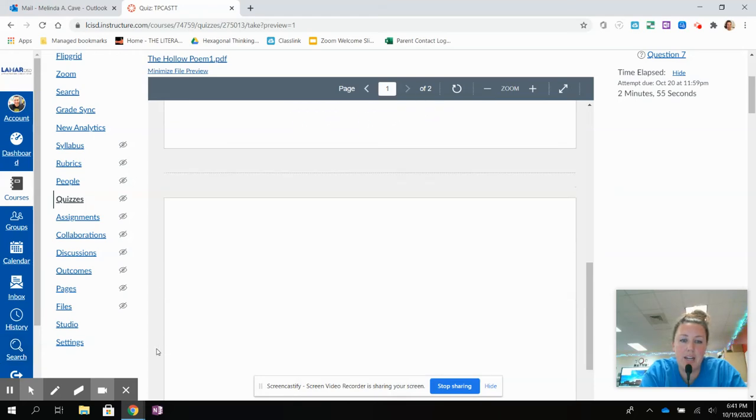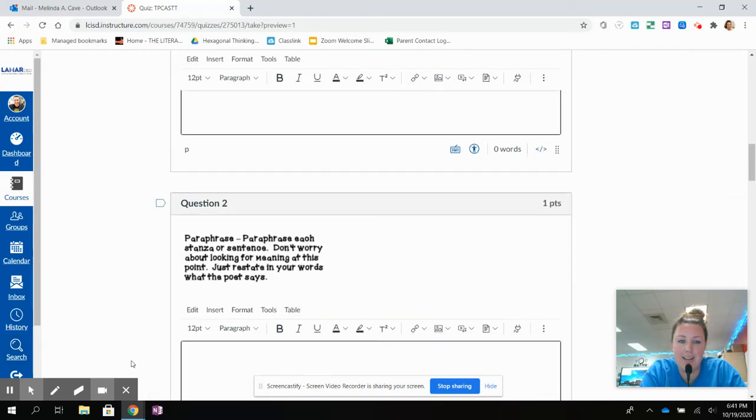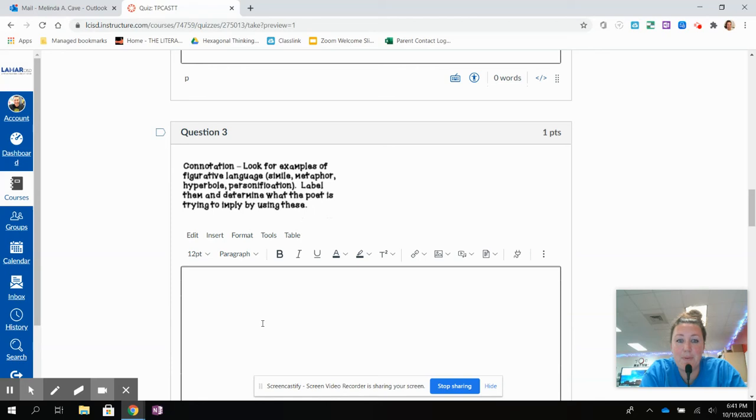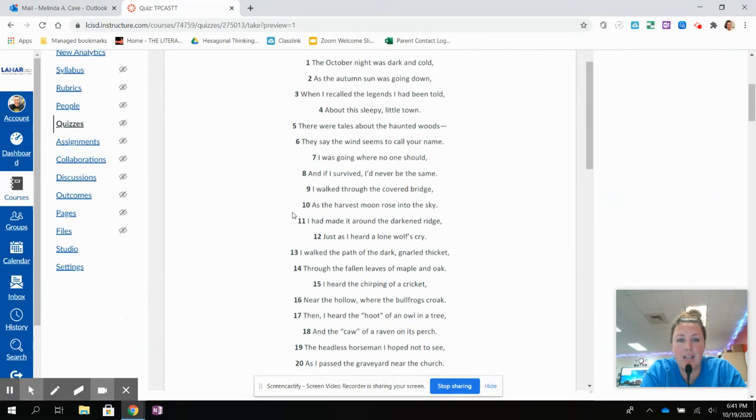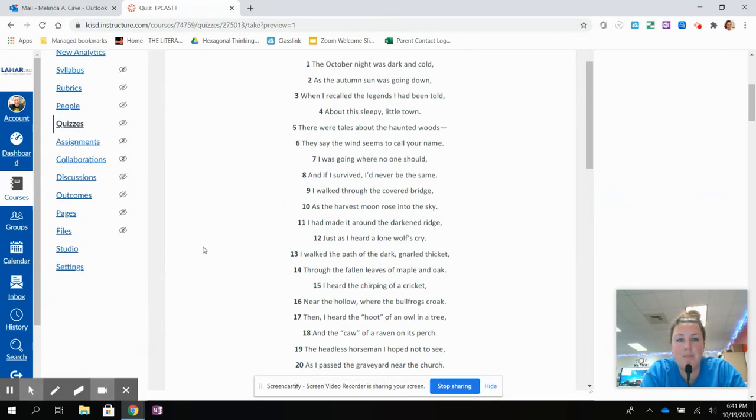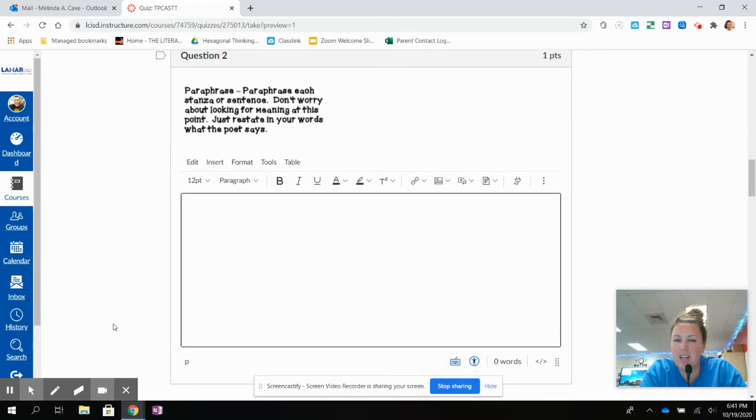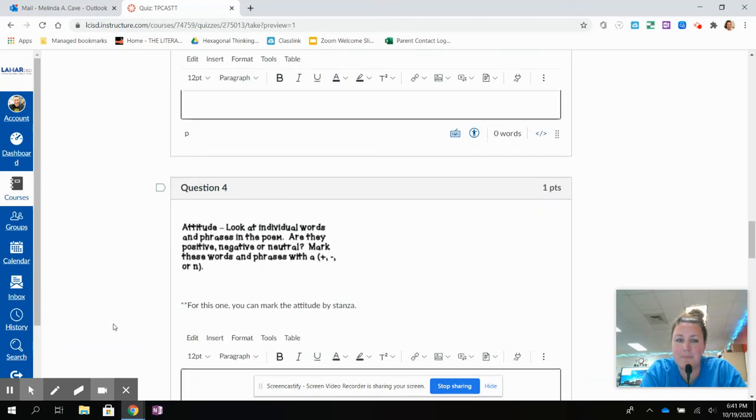So down here, I would write that line and I would label what it is. It's personification. And then I need to determine what the poet is trying to imply by using this. What is the poet trying to say? So when I look at that line 6, the wind seems to call your name. Maybe it's a feeling that the wind gives you. It's a chill in the air. You can kind of just figure out what it might be.